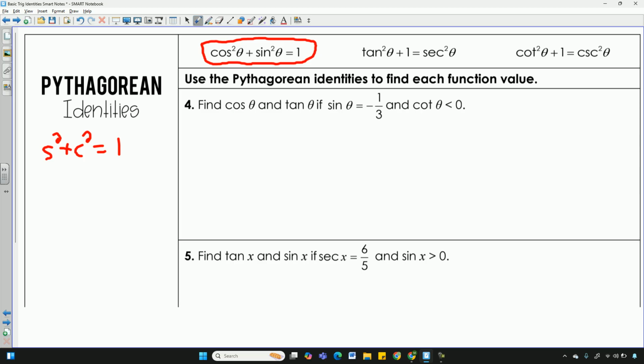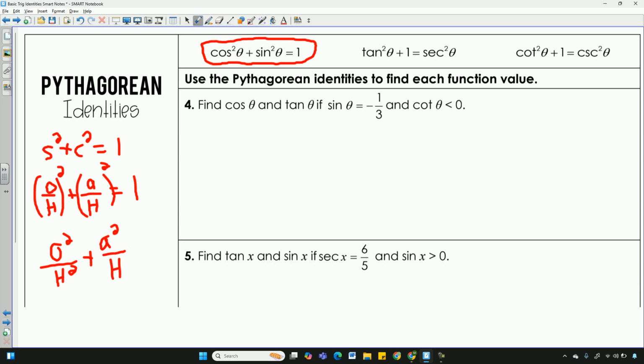And if we want to just kind of prove that, just for a second, because I wouldn't be doing my job if I didn't show you why. Sine is opposite over hypotenuse. Cosine is adjacent over hypotenuse. We're trying to figure out if that equals 1. We also should have squared these, of course. So that means we have opposite squared over hypotenuse squared plus adjacent squared over hypotenuse squared equals 1. Which means we have opposite squared plus adjacent squared over a common denominator, hypotenuse squared, equaling 1.